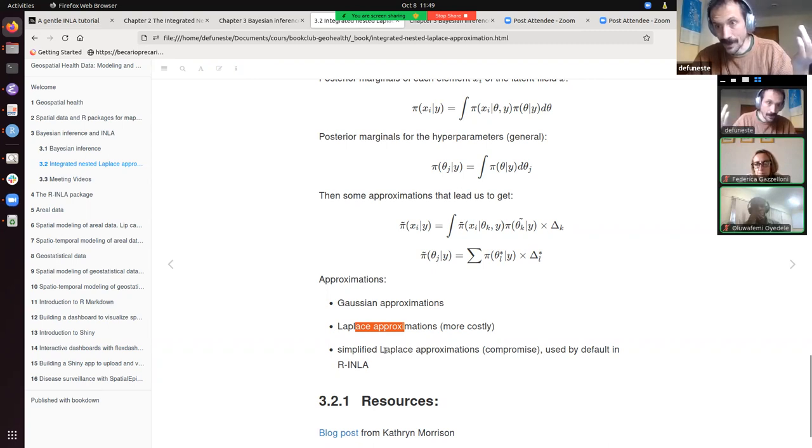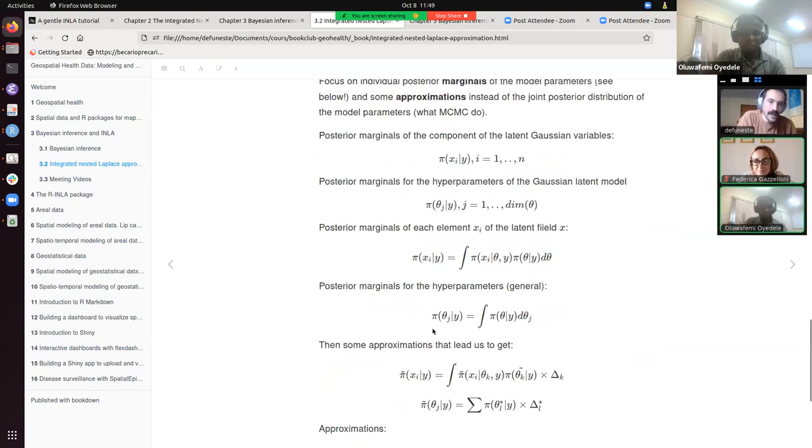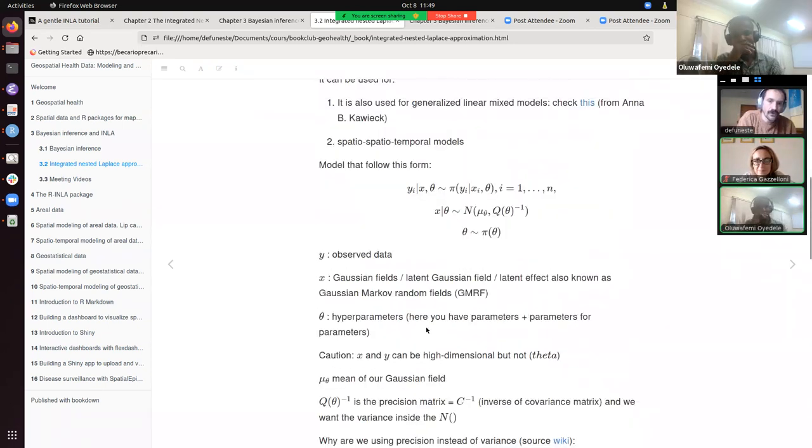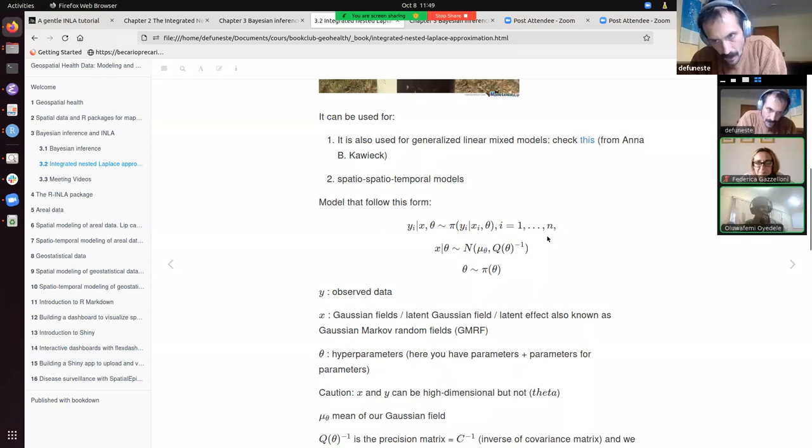Okay. I don't know if I make myself clear. I hope we will understand it more in the later chapters. But basically, if I have to sum it up, if our model follows some kind of form, like that, we can use INLA. It's a hierarchical model where you have a first layer that will be fitted, the second layer will be fitted in the first one, and the prior will be fit on both of them.